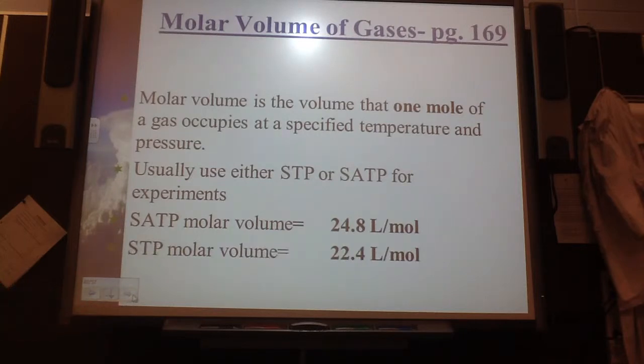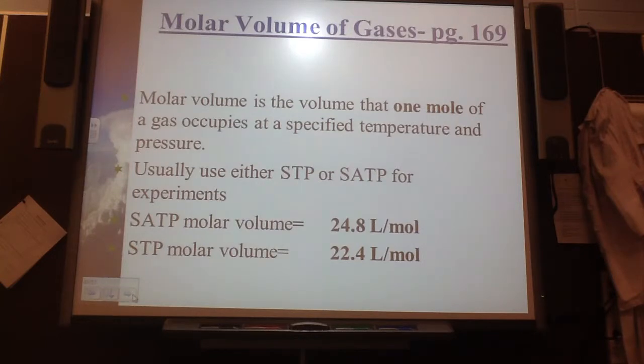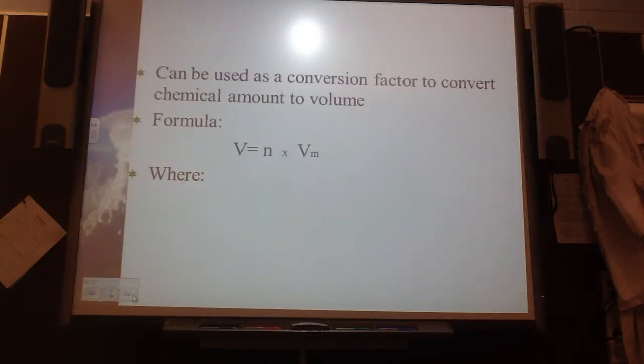And then at STP, molar volume is 22.4 liters per mole. And that goes on your memorization sheet as well. So, this can be used as a conversion factor to convert chemical amounts to volume for gases.